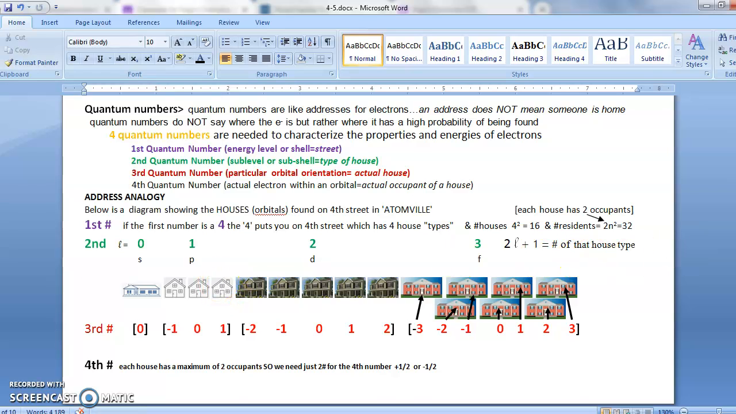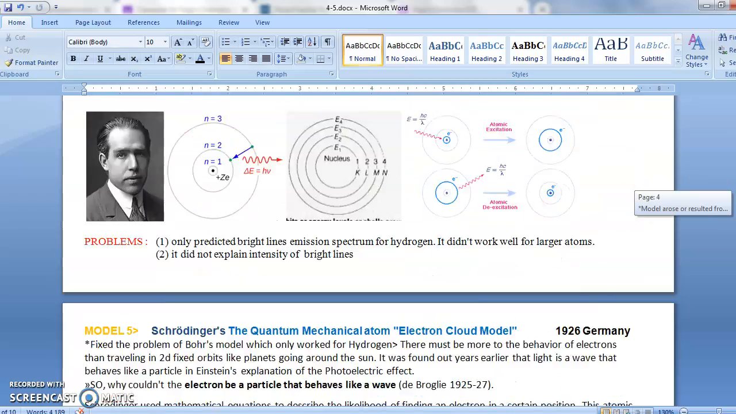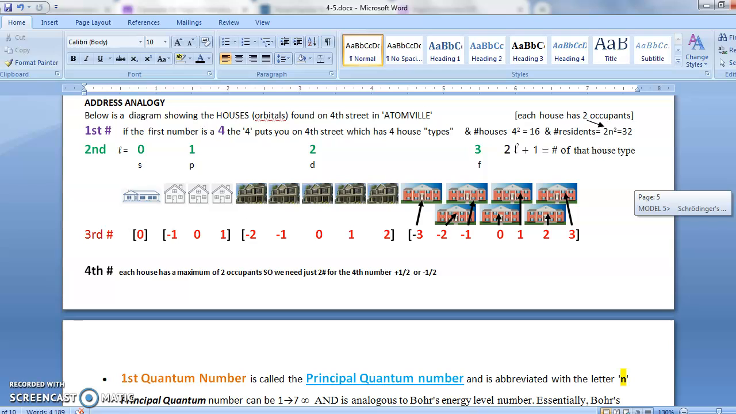This is what Bohr didn't know. Bohr thought every level was the same all the way around. It's not. He thought the first level was the same everywhere. The second level, same. Third level was the same all the way around. It's not. The third level actually has 3 parts to it. The fourth level has 4 parts to it. Bohr did not know levels had parts called sublevels.